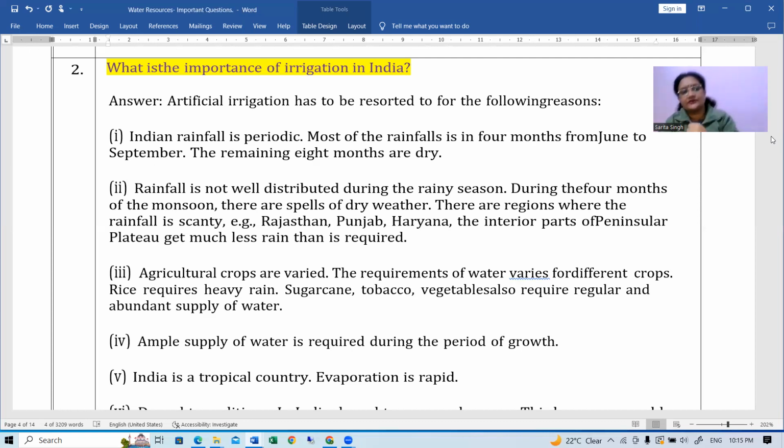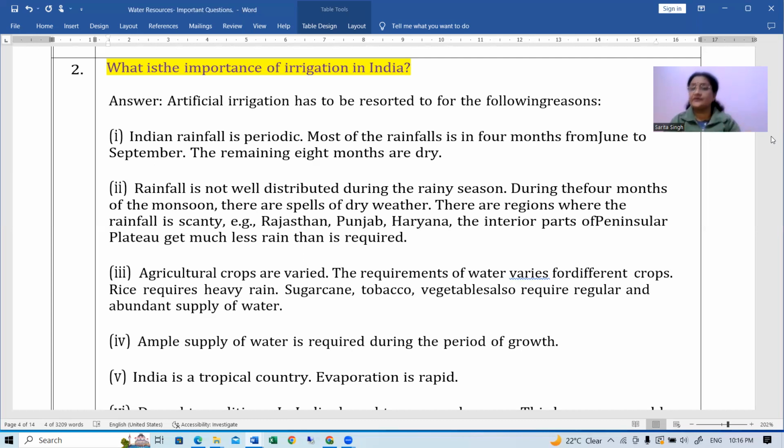Number two is that rainfall is not well distributed. Even during the rainy season, it is not equally distributed throughout that period. Along with that, in terms of area, in one region the rainfall is too heavy, while the other region is getting just a little amount of it. So in that way also, we need to develop the various sources of irrigation. Then agricultural crops are varied. You'll find in India a number of different types of crops grown in different parts of India. So the requirement of water also varies according to the different types of crops.